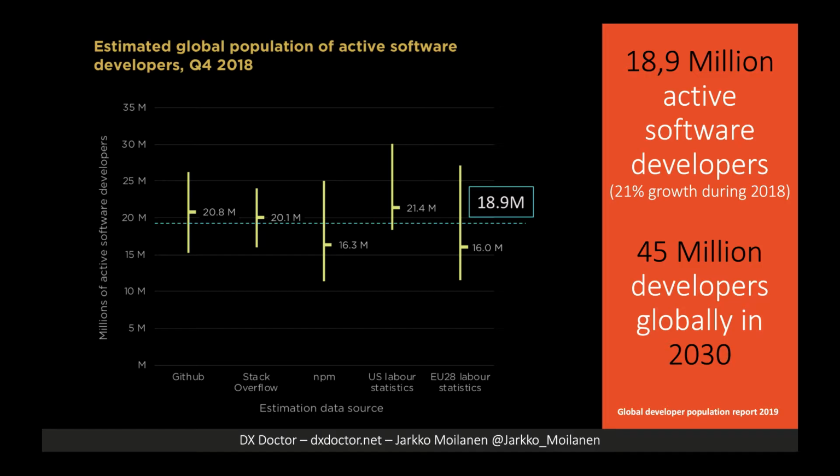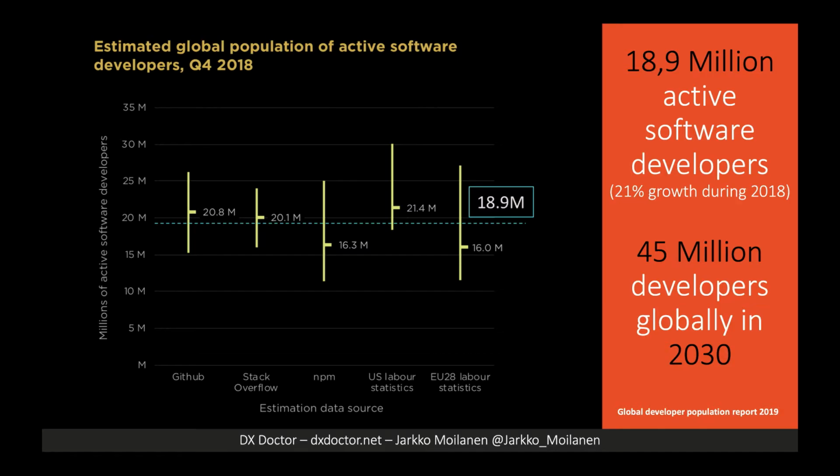So if you put that all together and make a guesstimate of the population size of the developers, it's about 19.9 million active software developers at the moment, and it has been growing quite rapidly. There has been 21% growth during 2018. So that's the basis for making an estimate that in 2030 there will be around 45 million developers globally.